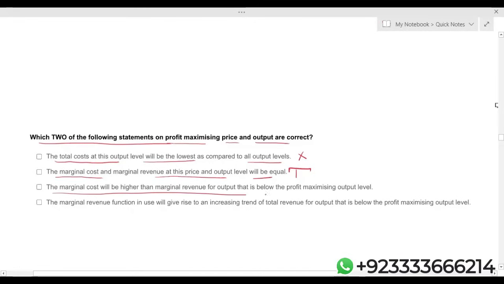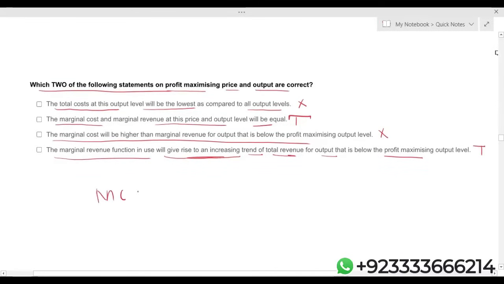The marginal cost will be higher. No, no, no. If the marginal cost is higher, then how can you say profit maximizing? When marginal cost becomes higher than marginal revenue, you are actually at a loss. The marginal revenue function in use will give rise to an increased trend of total revenue at output that is below profit maximizing output level. Basically, if your marginal cost is lower than marginal revenue, then this encourages you to increase your output level, so that slowly and gradually you reach the point where the additional revenue from manufacturing an additional unit will be equal to MC. Then obviously after that, we are not going to manufacture any units.